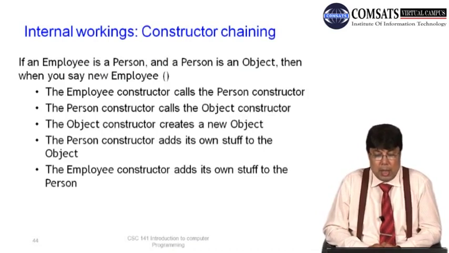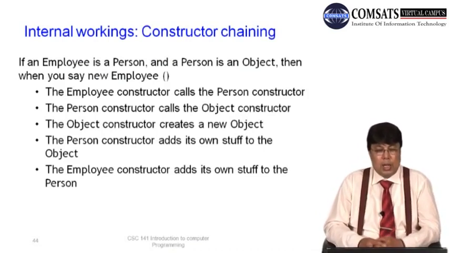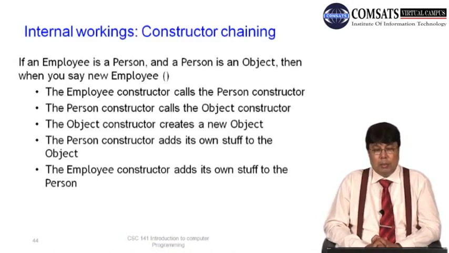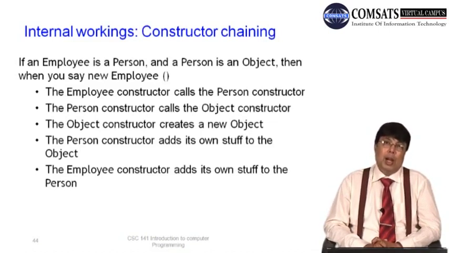So the employee is a person, and a person is an object. Then when you say a new employee, what does it mean? The employee constructor calls the person constructor, because employee is a person. The person constructor calls the object constructor, because you need to create a person, and then you will create an object employee. The object constructor creates a new object, and that object is basically a person. The person constructor adds its own stuff to the object, so that it could become whatever you have defined, the characteristics of a person will be assigned first, and then the employee constructor adds its own stuff to the person.